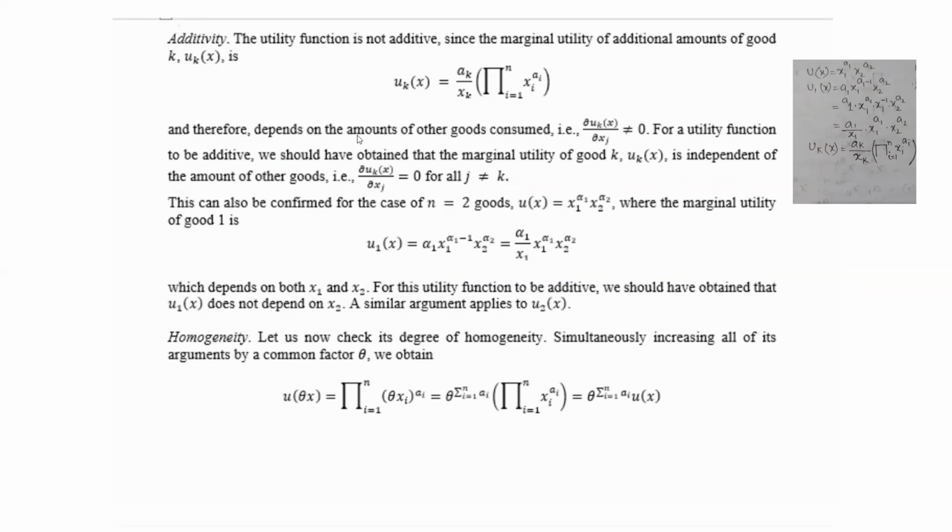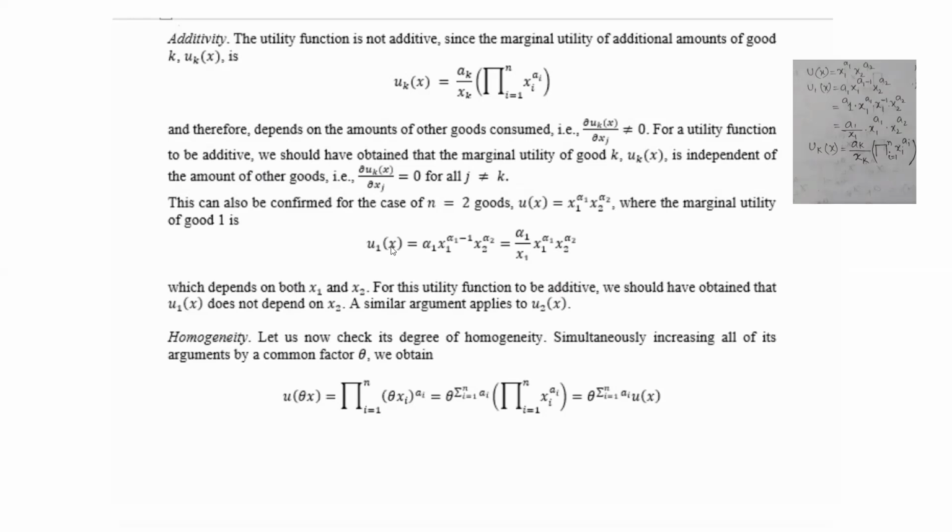And when the marginal utility of good k doesn't depend on another good xj, then it will be equal to 0. And we can say the utility function can be additive. So we see this with respect to k. Now, if we want to see this with respect to good 1 and good 2, then we can be more clear.